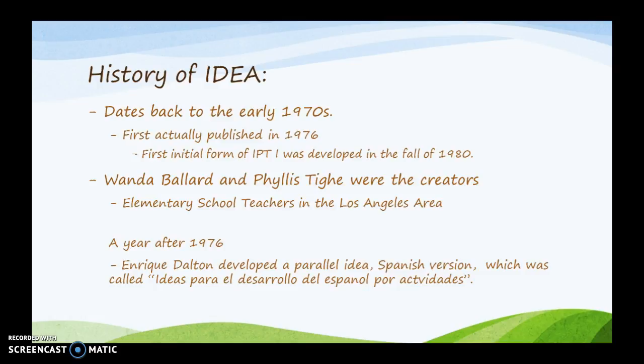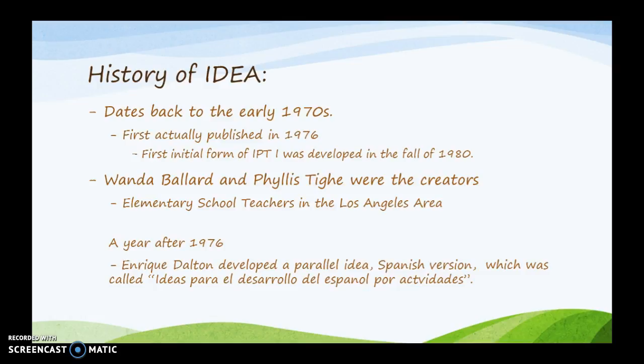The IDEA proficiency test dates back to the early 1970s, yet it was first published in 1976. The first initial form of IPT-1, which is one of the categories found in the IDEA testing tool, was developed in the fall of the 1980s. Two elementary school teachers teaching in the greater Los Angeles area, Wanda Ballard and Phyllis Teague, were the creators of this tool.